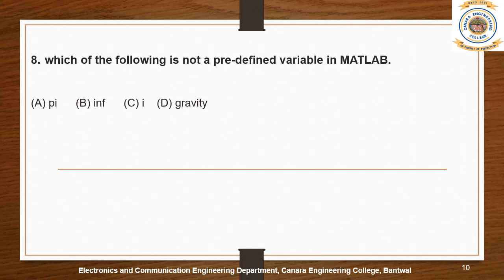Which of the following is not a predefined variable in MATLAB? pi is defined in MATLAB. Inf stands for infinity, which is defined in MATLAB. To define a complex number in the form a plus jb, we usually use i, a plus ib. Whereas gravity is not defined. So the option is D, which is gravity. It is not a predefined variable.